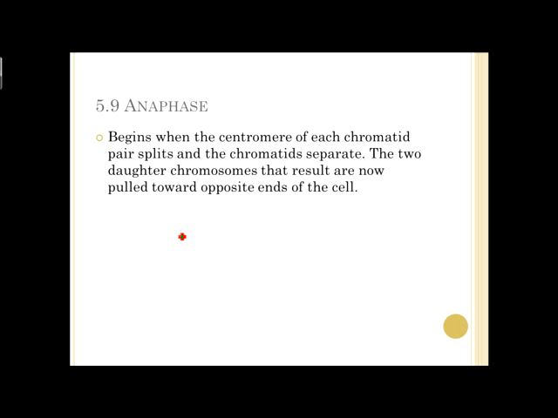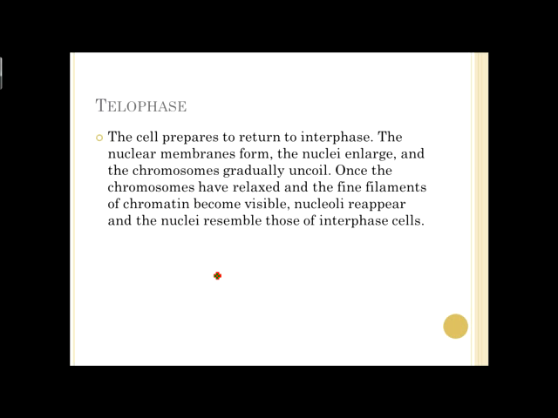So in the picture you had spindle fibers, so these things kind of separated off and they're pulling towards opposite ends of the cell. Telophase. The cell prepares to return to interphase. The nuclear membrane forms, the nucleoli enlarge, and the chromosomes gradually uncoil. Once the chromosomes have relaxed and the fine filaments of chromatin become visible, nucleoli reappear, and the nuclei resemble those of interphase cells.